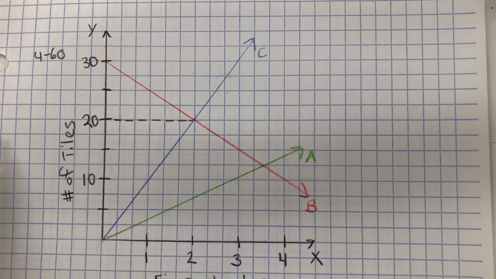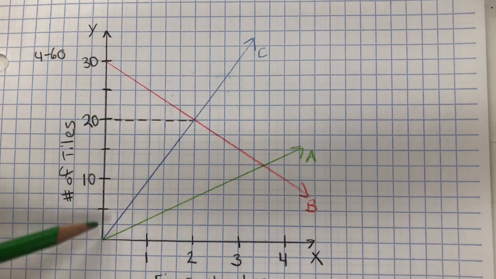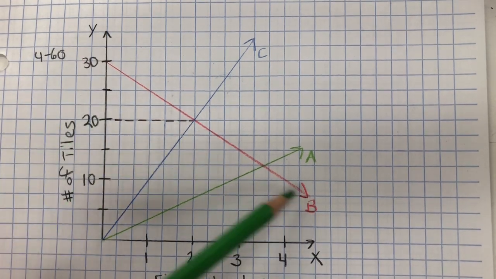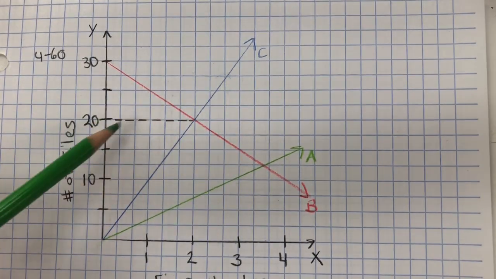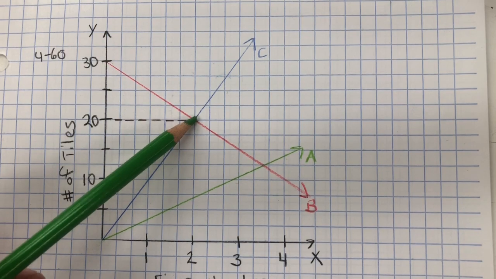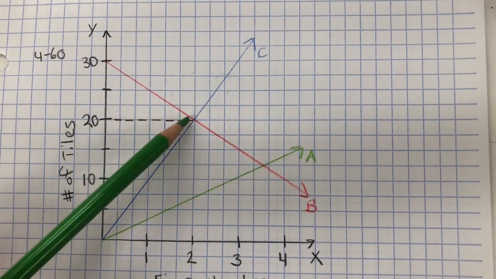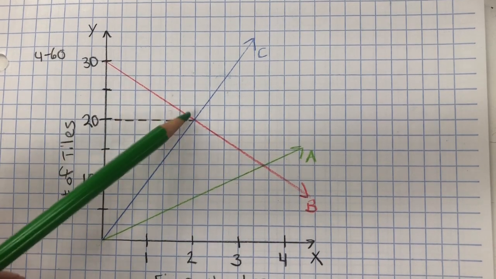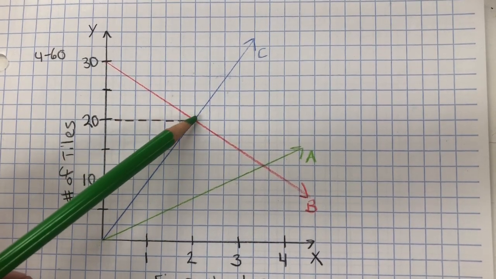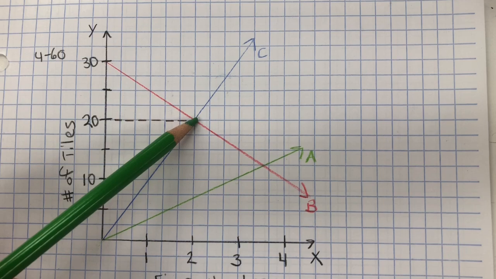In part C, which figure number has the same number of tiles in patterns B and C? Well, here's pattern B, here's pattern C, and where they intersect, at figure 2, they both have 20 tiles. That's their point of intersection. That's where they're the same.